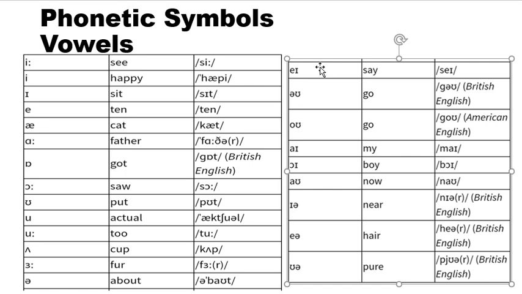Okay, these are the sounds. All these sounds are there in this sentence. Play my boy, now, no fear, care, poor. These are the diphthongs that can be found in this one sentence. These are the phonetic symbols of vowels. There are 20 vowels, 12 monophthongs, single vowels, and 8 double vowels or diphthongs.